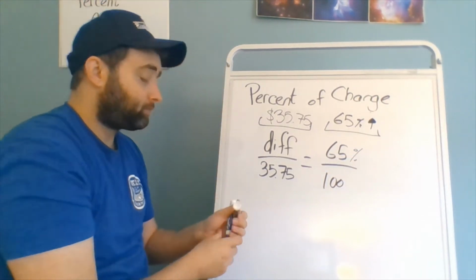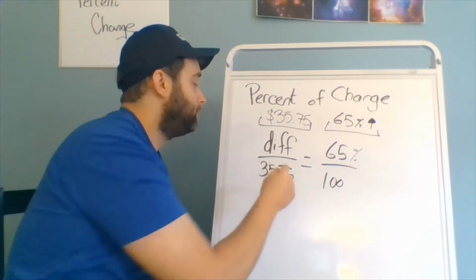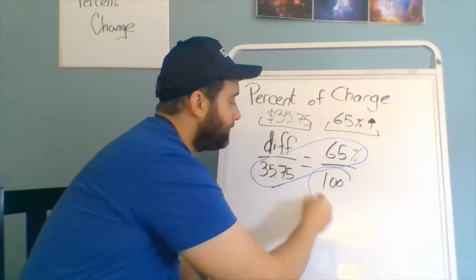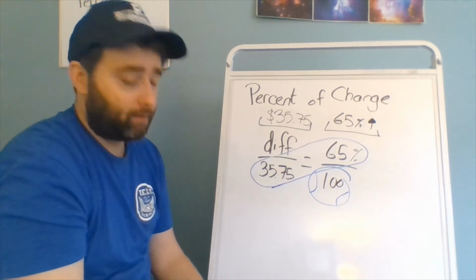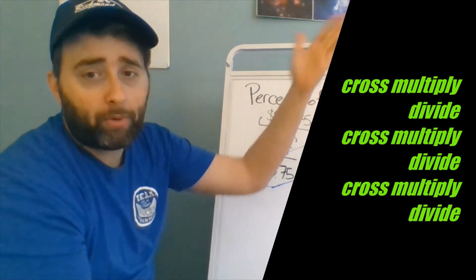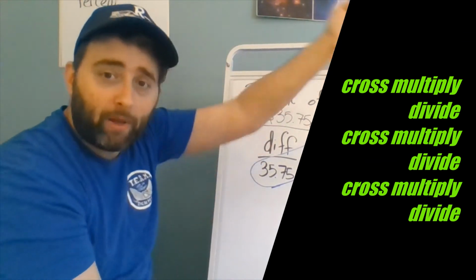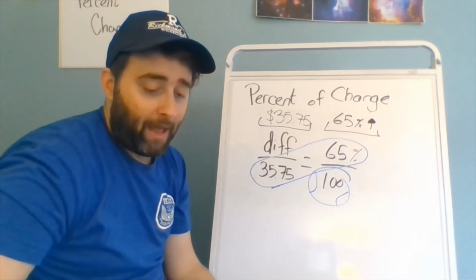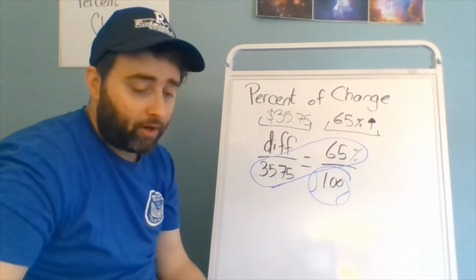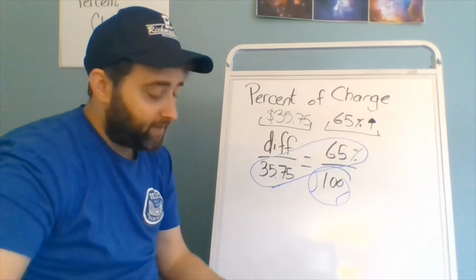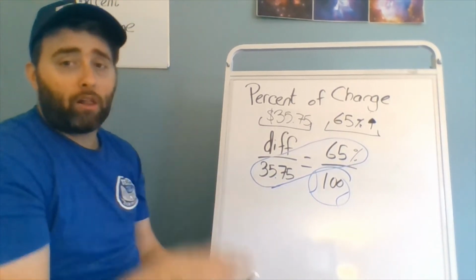Now, just like you know, cross multiply, then divide. Next year when Pierre asks you what you learned in 7th grade, just say cross multiply, divide. It'll get you by. So, let's do our math. 35.75 times 65 gets us a big number, and I'm going to use all of it.